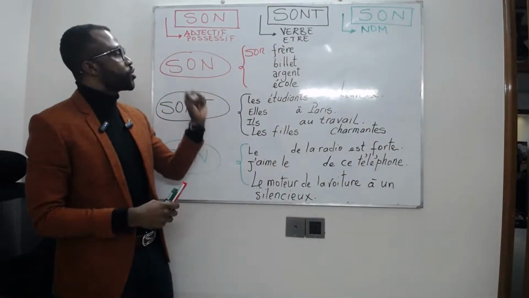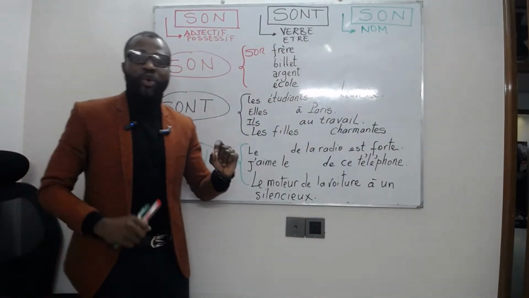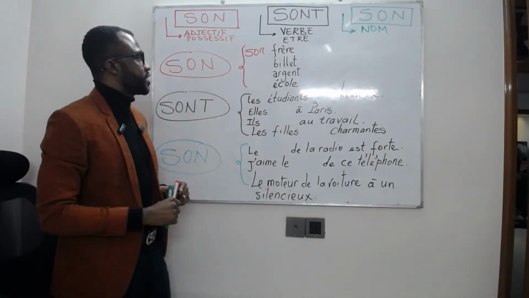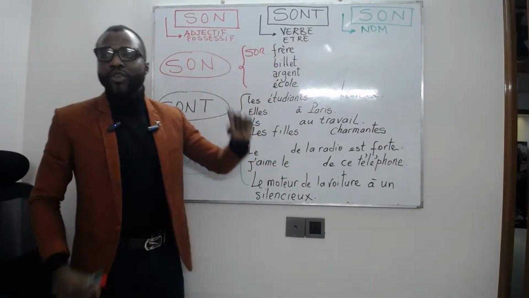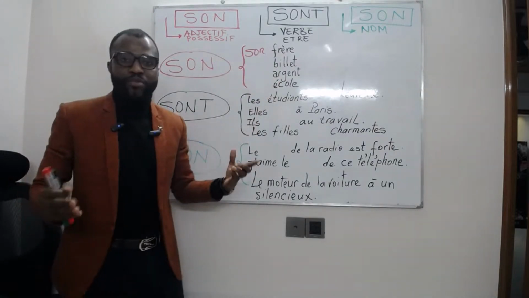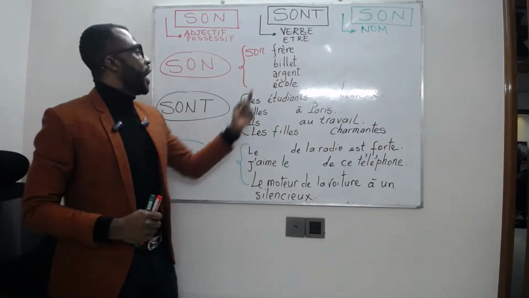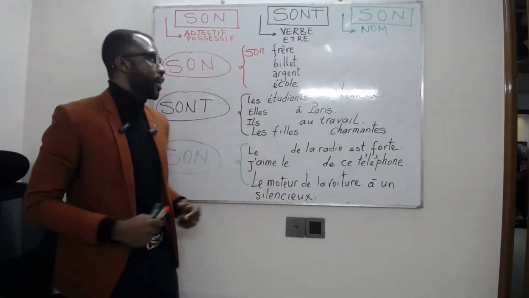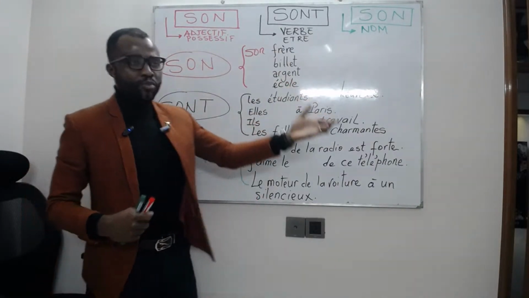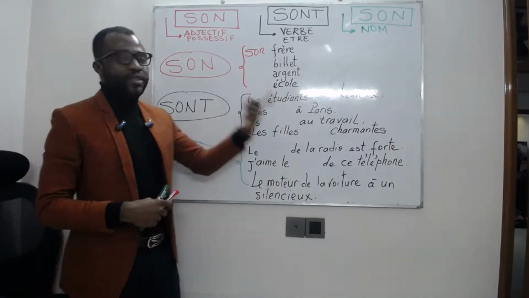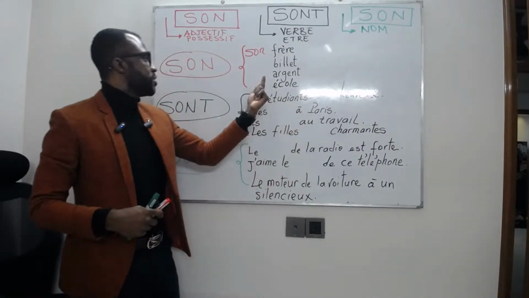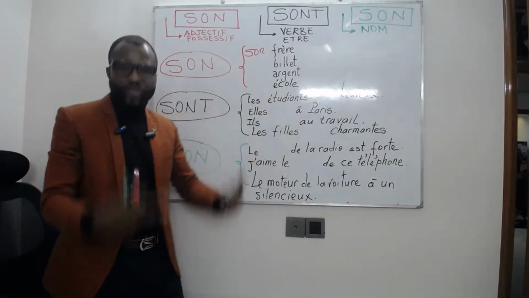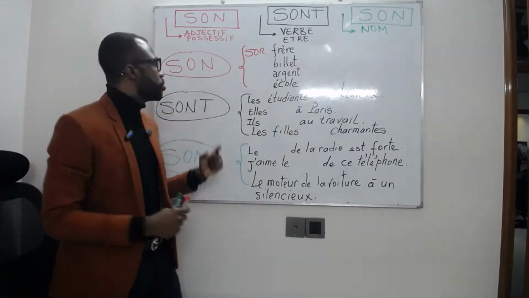All right, now let's try to use the first son, which is used as a possessive adjective. Here you can see frère, which means brother, billet, which means ticket, argent, which means money, école, which means school. So we're going to see his brother or her brother, his ticket or her ticket, her money or his money, his school or her school. For that we use son.